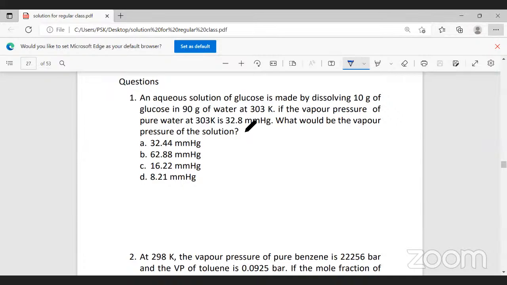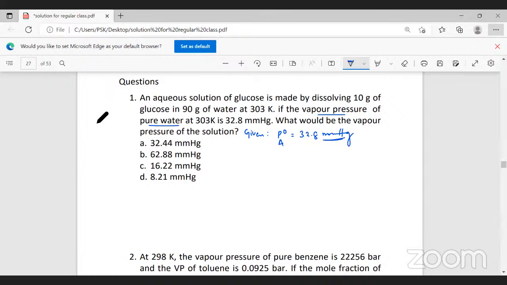What is given? They've given you the vapor pressure of pure water. When we say vapor pressure of pure water or pure component, we represent it as P naught. We'll mark the solvent, water, as A. So the vapor pressure of pure water is given as 32.8 millimeters of mercury. One way to express pressure is in terms of millimeters of mercury.